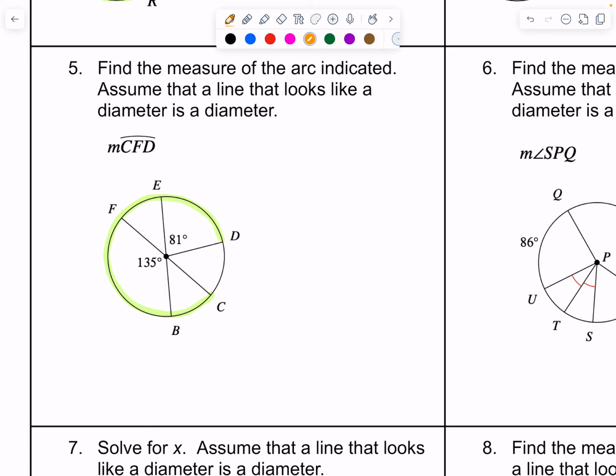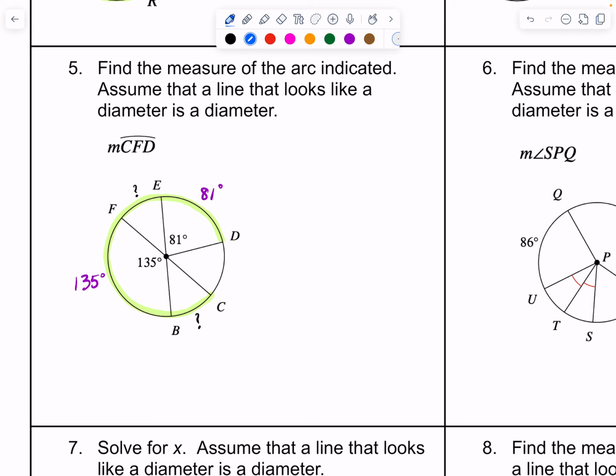Now we actually do know some of this already, right? We do know that if angle B and then going to the center of the circle to F is 135 degrees, then this arc BF is 135 degrees. And if I know that E and then to the middle angle or point and then to D is 81 degrees, then the arc ED is 81 degrees. So if I can figure out what this is and what this is, I should be able to figure out what the measure of arc CFD is equal to.